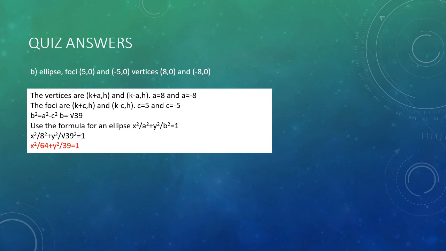Now that we know a and b, we can substitute those into the equation for an ellipse, and we can finally get x squared over 64 plus y squared over 39 is equal to 1.